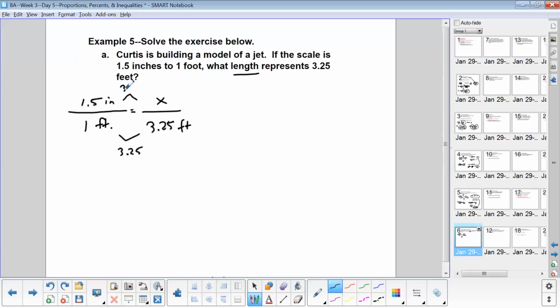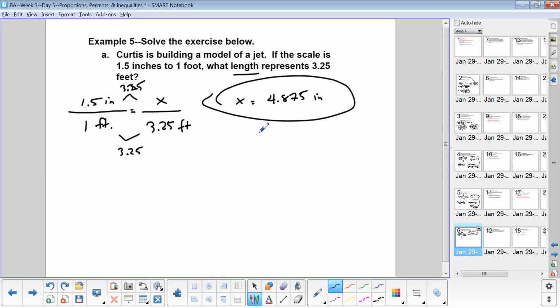So I know I'm going to multiply 1.5 by 3 1/4, and I'm going to get x to be 4.875, and that would be inches. And I know that if I take 4.875 divided by 3 1/4, I would get 1.5 as my result.